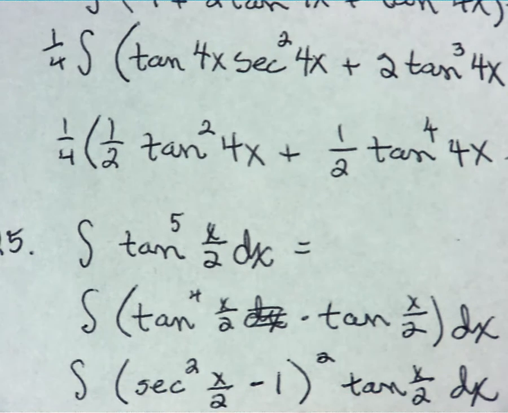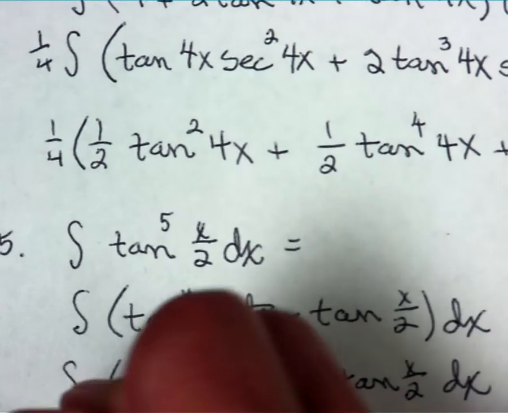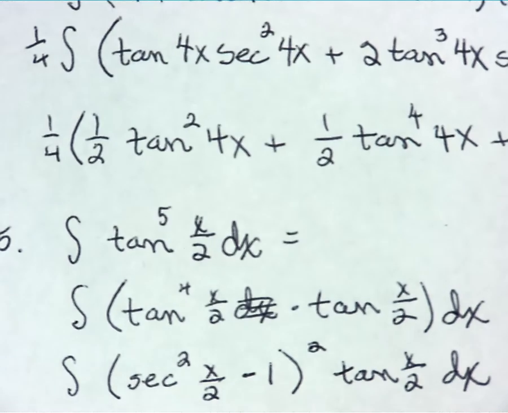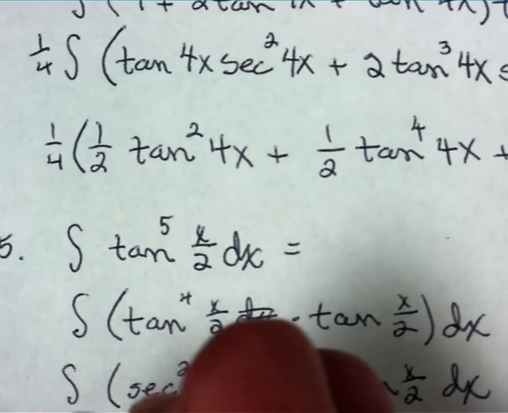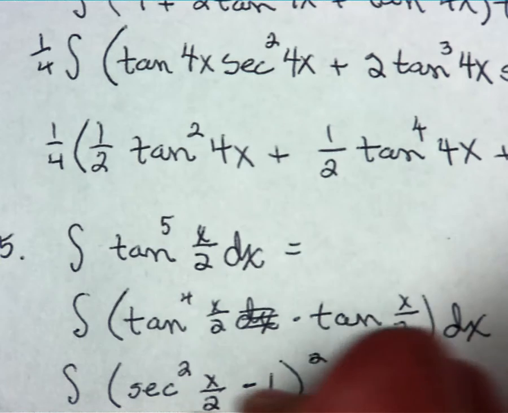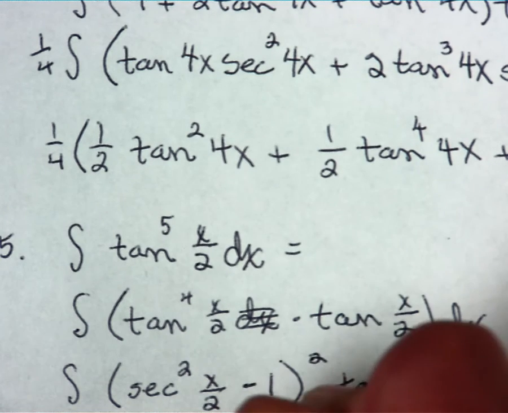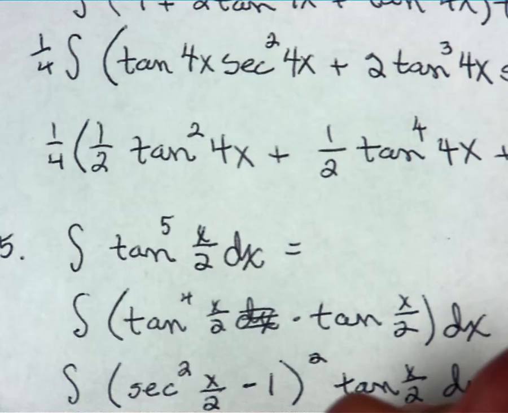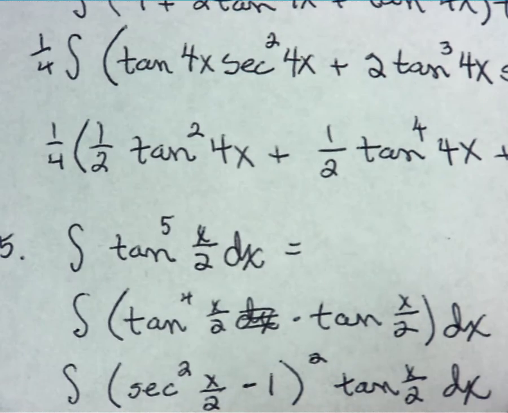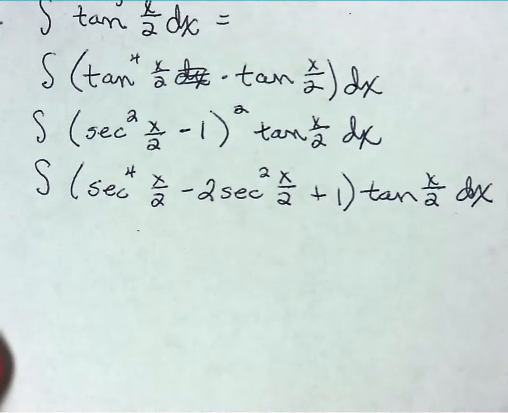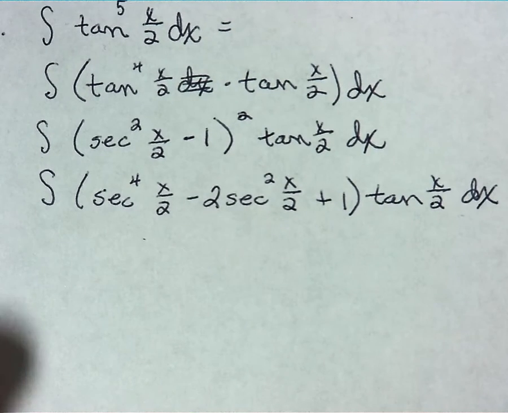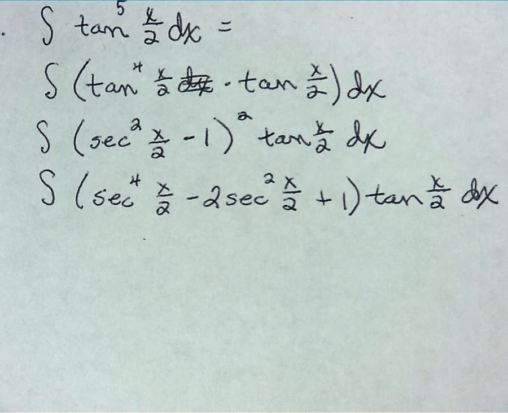Yes. And then you fold that out. I bet you got an equivalent answer then. And at first glance, this is not looking as difficult as what I did. But let's see. That would be secant to the fourth minus 2 secant squared plus 1 times tangent x over 2 dx. So far? And then I assume you distributed tangent?